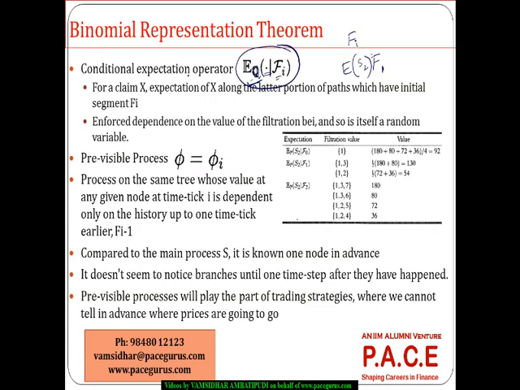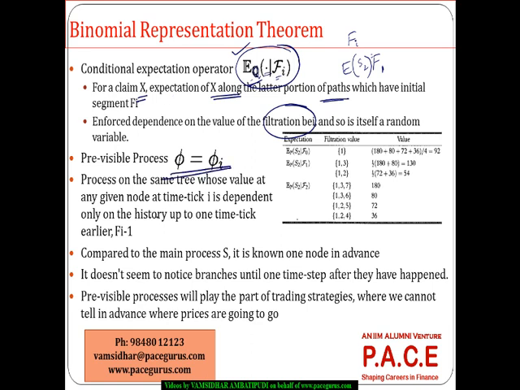That is where we are going into conditional expectation, a kind of operator. For any claim X, it is the expectation of X along the later portion of paths which have an initial segment Fi. So it is an enforced dependence on the valuation of the filtration, and so it's a random variable in itself. So that's one thing. Conditional expectation is some understanding we need to have.